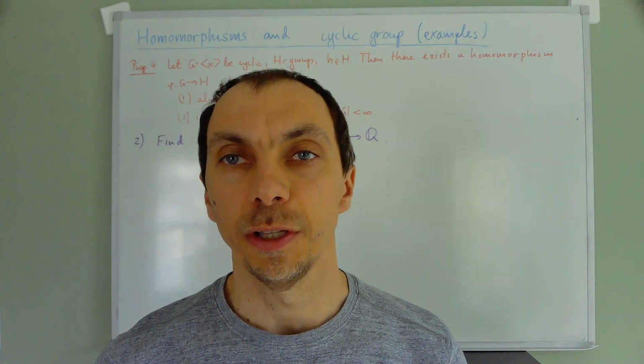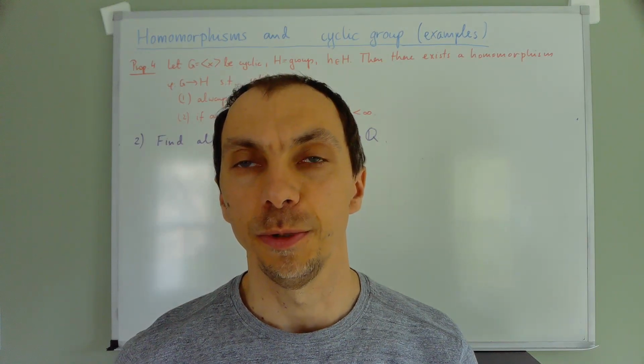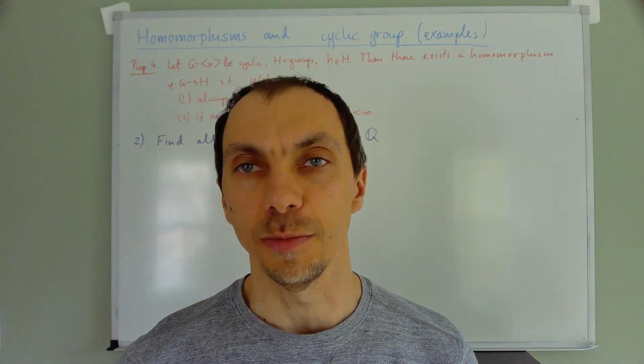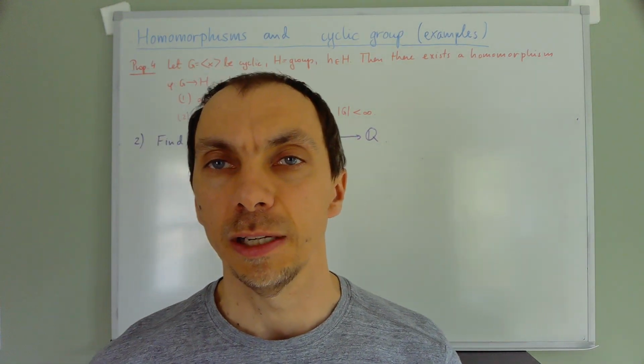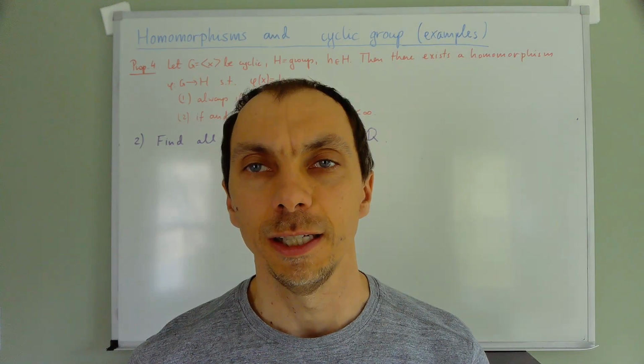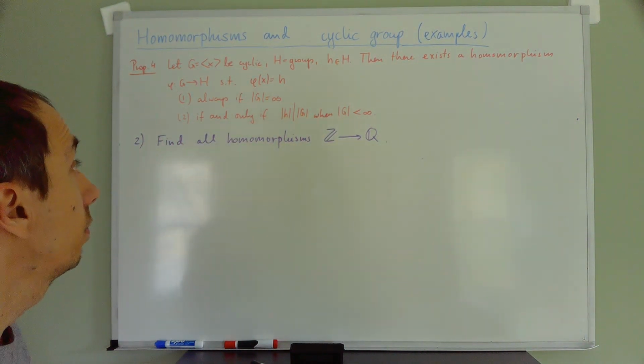Let's now see some of the homomorphisms in action. So we're going to do a few examples of computing homomorphisms and some properties of these homomorphisms. So I wrote down proposition 4 because that was going to be our main tool in trying to find the homomorphisms. So remember what proposition 4 says.